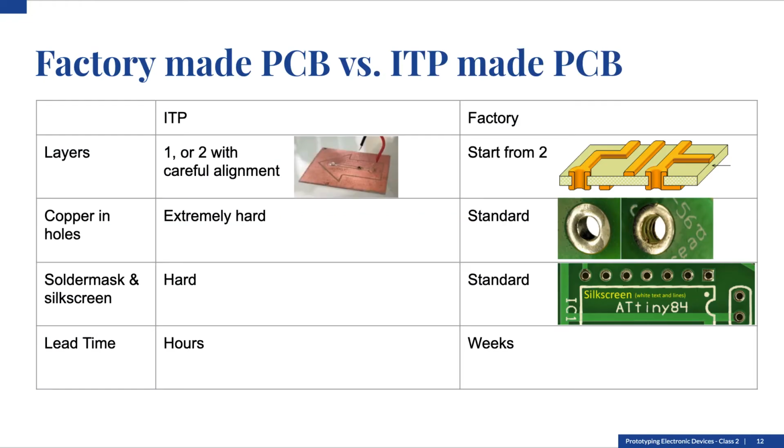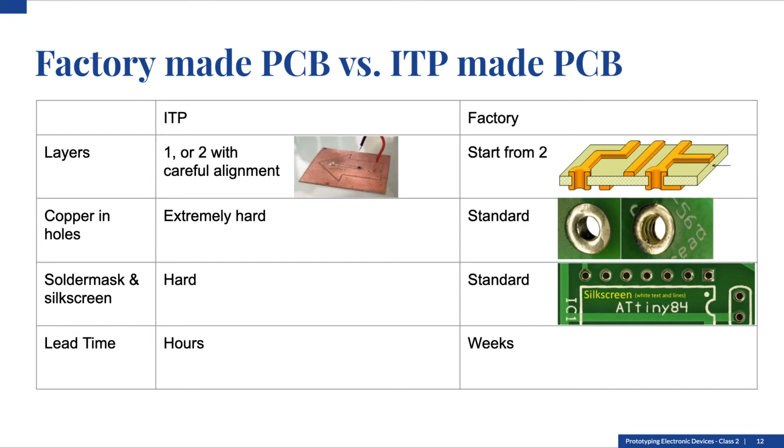Here we will compare the factory-made PCB and the in-house made PCB. The in-house PCB is often made with a 1-layer board. If we can align the two sides carefully, it is possible to make a 2-layer board. The factory-made PCB generally starts with a 2-layer board. With more budget, the factory can make 4 layers, 6 layers, or even more layers.